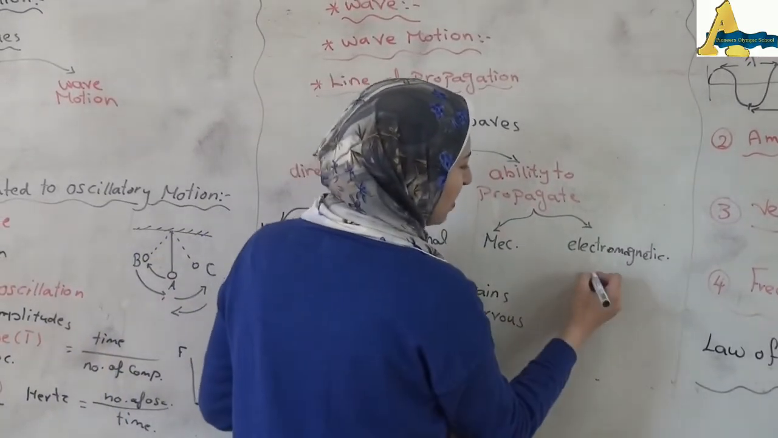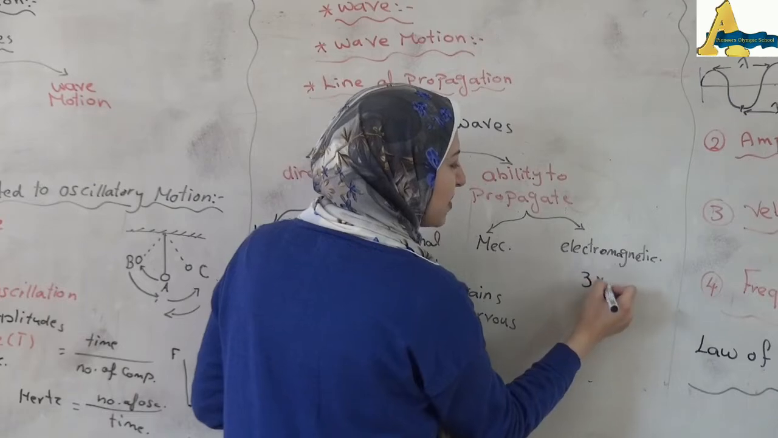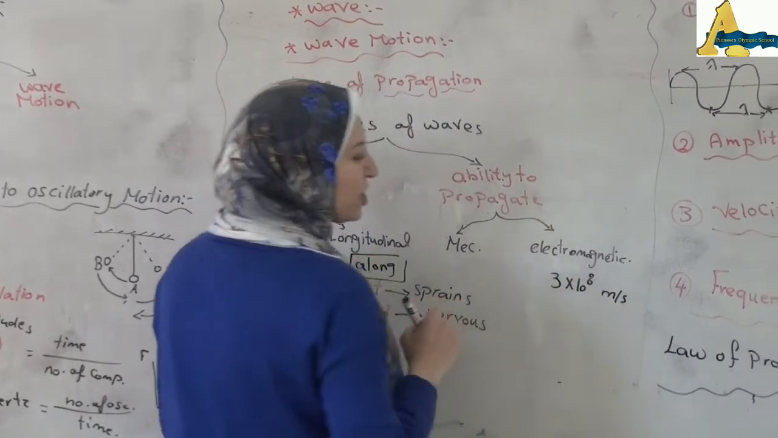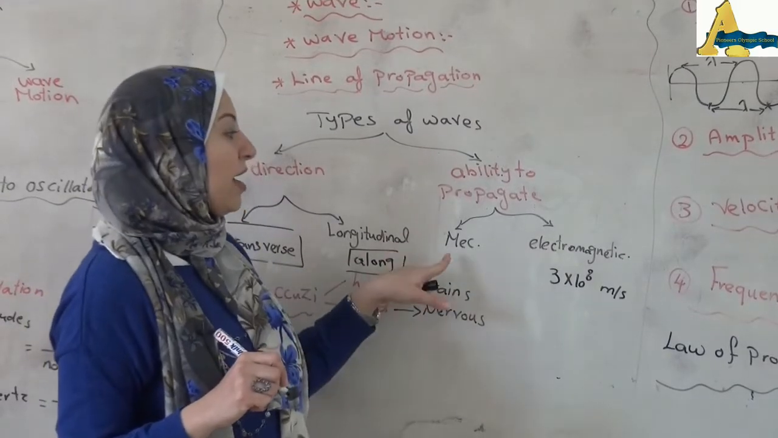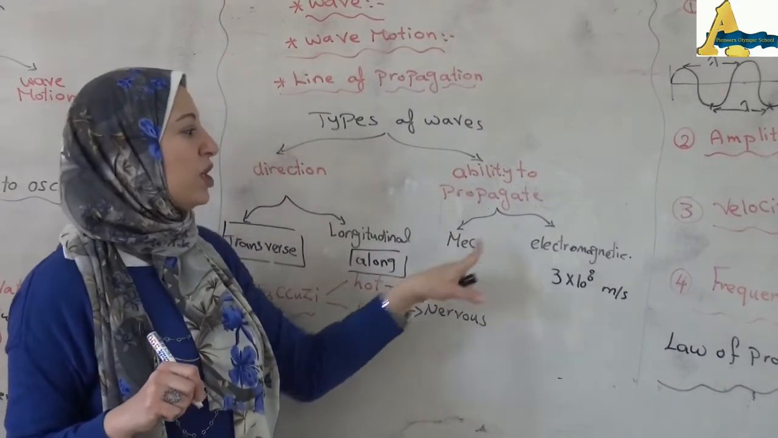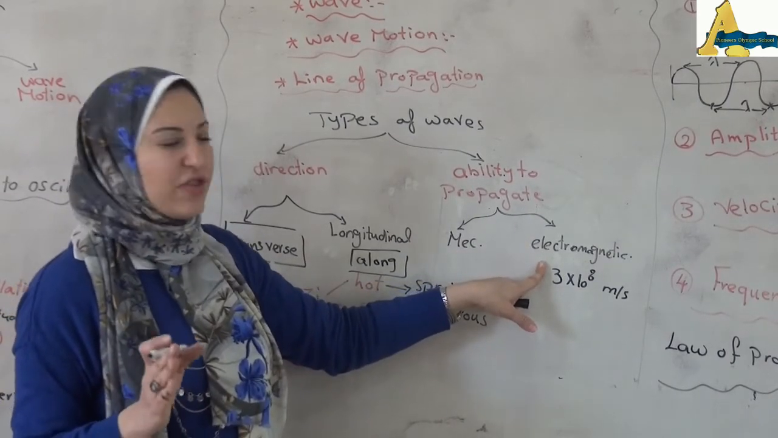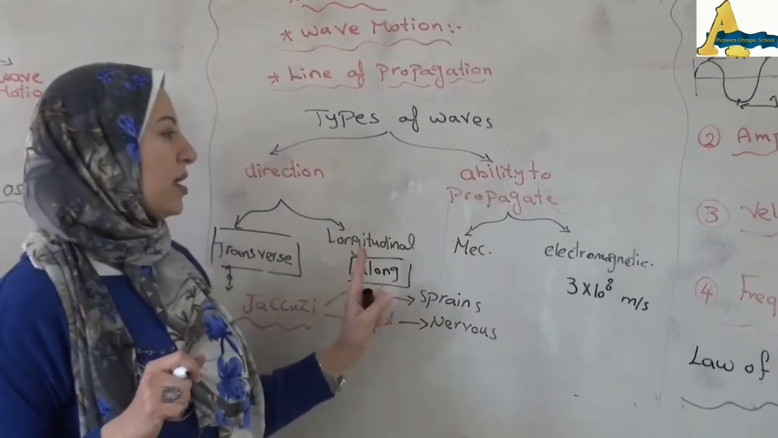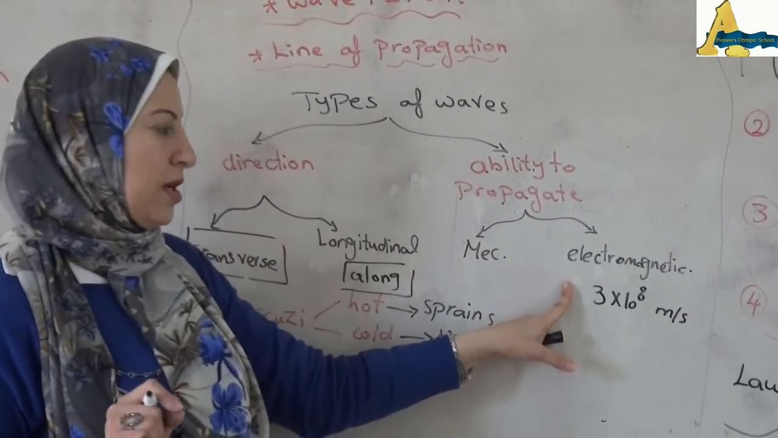We can say the velocity of light waves is 3 times 10 to the power 8 meters per second, which is 300 million meters per second. Examples of mechanical waves are sound waves and water waves. Examples of electromagnetic waves are light, radio, and so on. Mechanical waves can be transverse or longitudinal, but electromagnetic waves are all transverse.